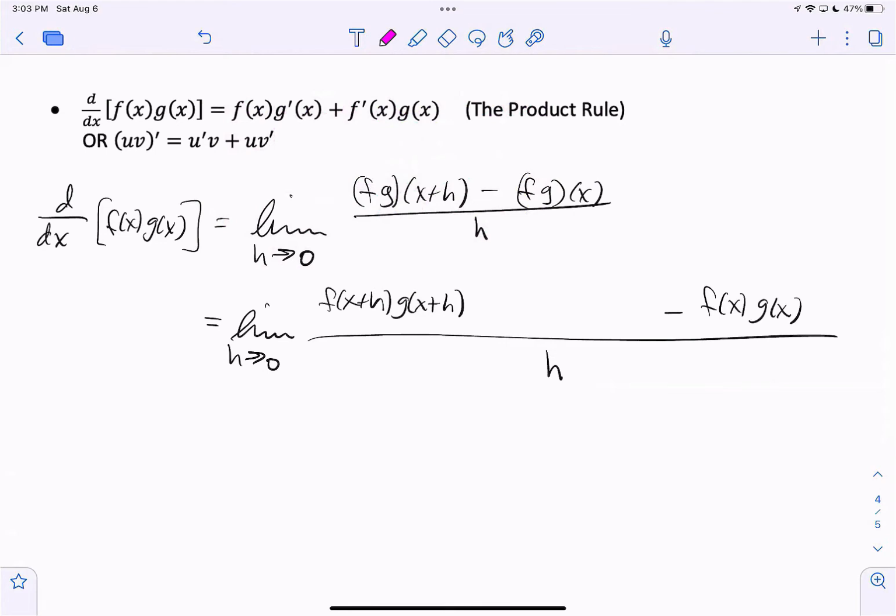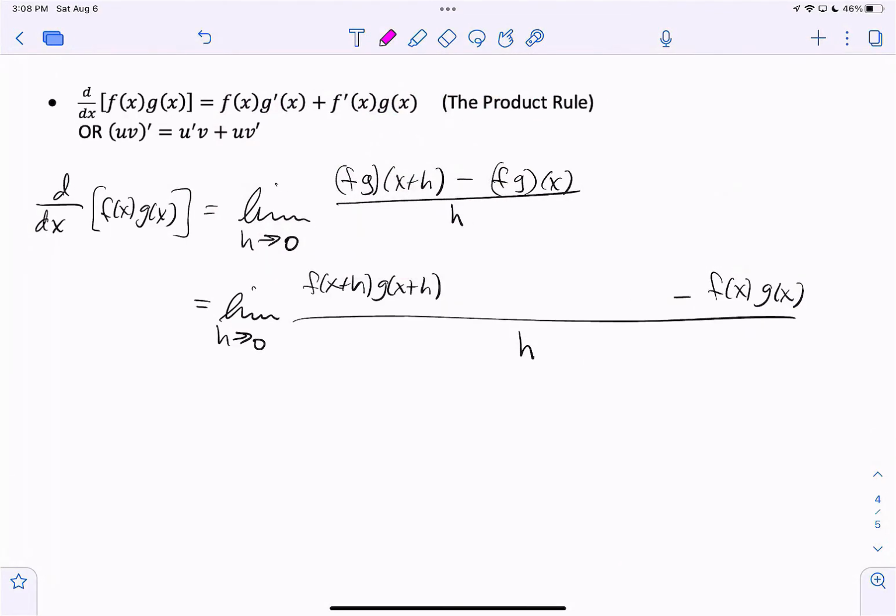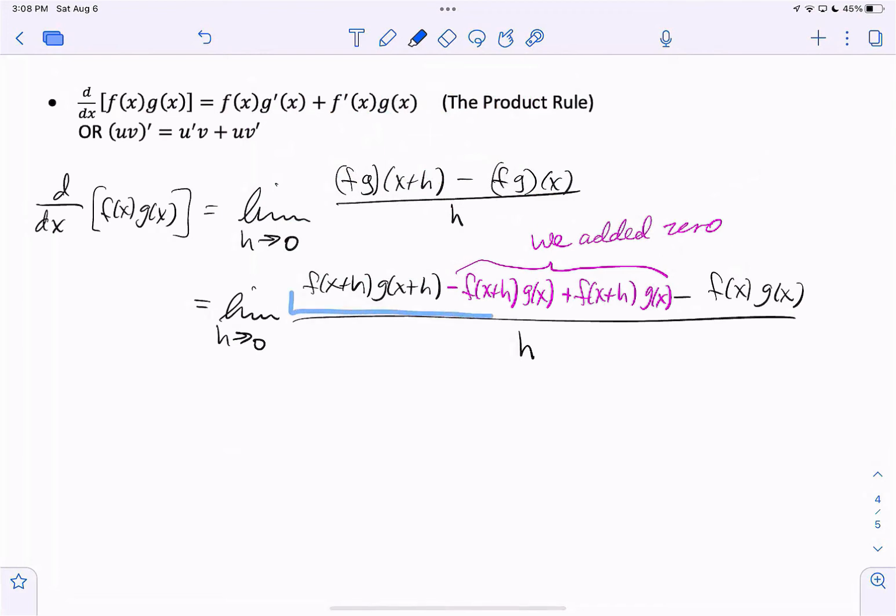In that gap, and I think you need to be a little bit bigger, I'm going to add and subtract the same thing. So I'm going to say minus f of x plus h g of x plus f of x plus h g of x. And what you can see here is that we added 0. Now in the first pair of terms, you can see that we have a common factor of f of x plus h. In the second pair of terms, you can see we have a common factor of g of x.